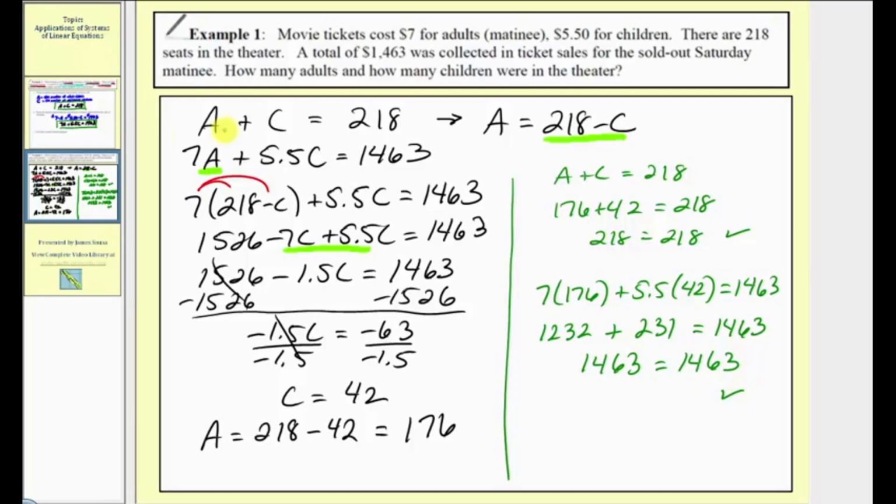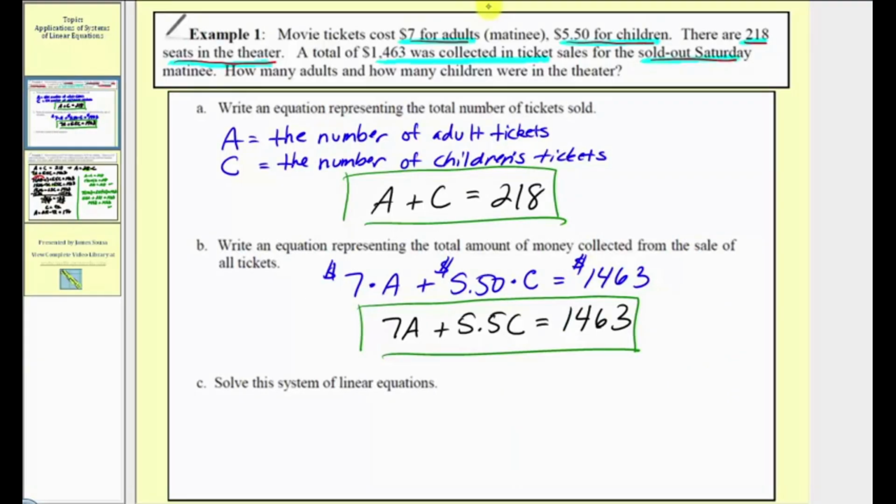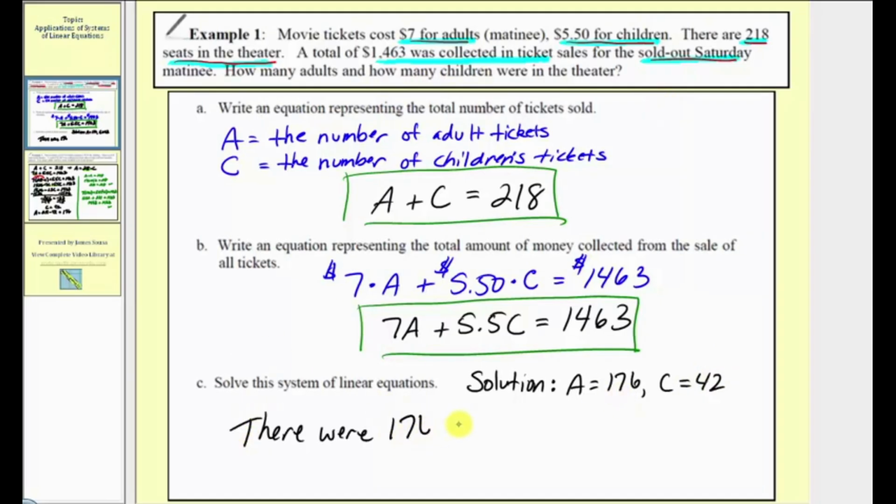So going back to the first slide, let's now put our answer in a sentence. Again, our solution was a equals 176 and c equals 42. So the question was how many adults and how many children were in the theater? We can say that there were 176 adults and 42 children in the theater.